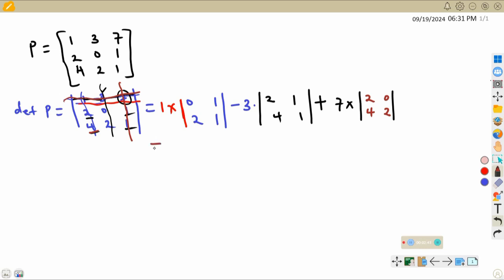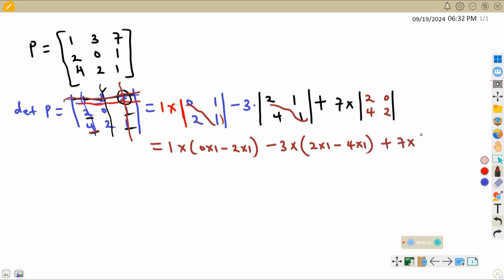Okay? So from there, what shall we have? We shall have 1 times, you know how to get the determinant here? Get the product, that is 0 times 1 minus 2 times 1. Then again minus 3 times, get the determinant here, 2 times 1 minus 4 times 1. Again we shall have plus 7 times, in the bracket, we shall multiply 2 times 2 minus 4 times 0.